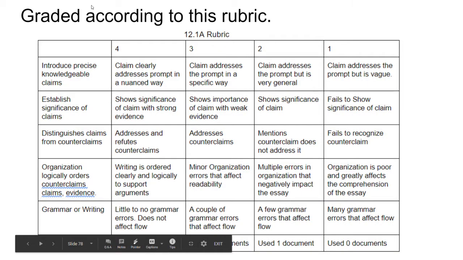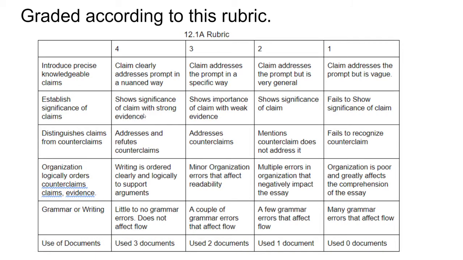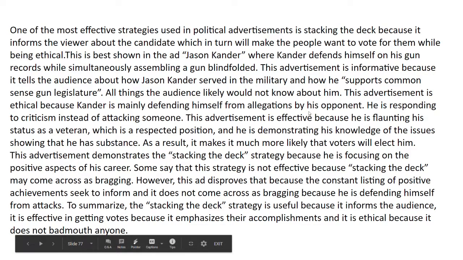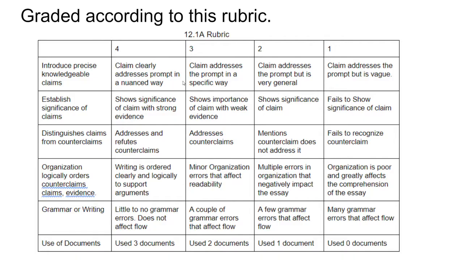So this would of course be graded according to the rubric. We clearly address the problem in a nuanced way. Show significance of the claim with strong evidence here. We always say things here. He assembled the gun blindfolded. Talked about the things he said. The only thing again is that if I got rid of these quotation marks, it'd be stronger. Otherwise, I am not accurately reflecting the document.